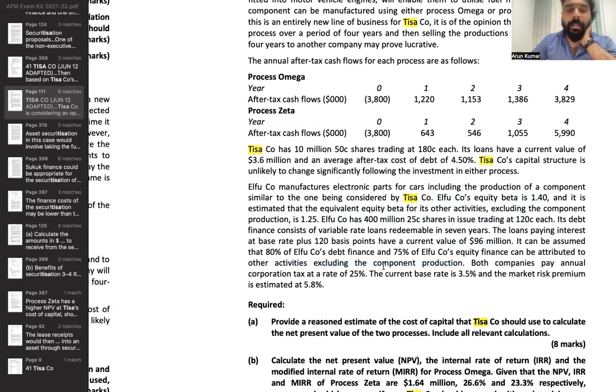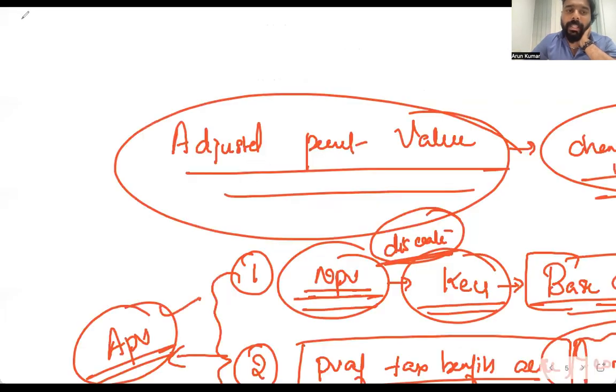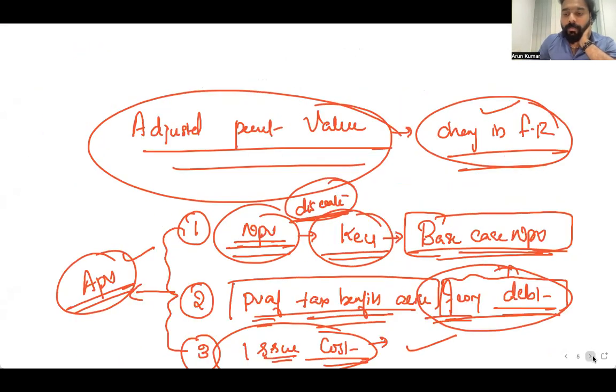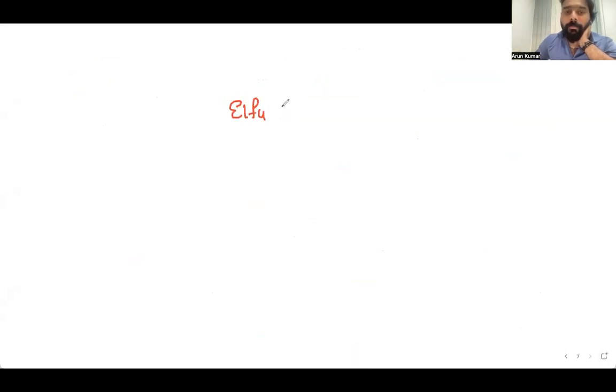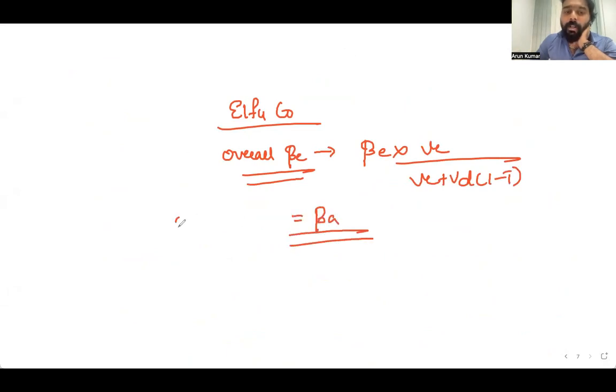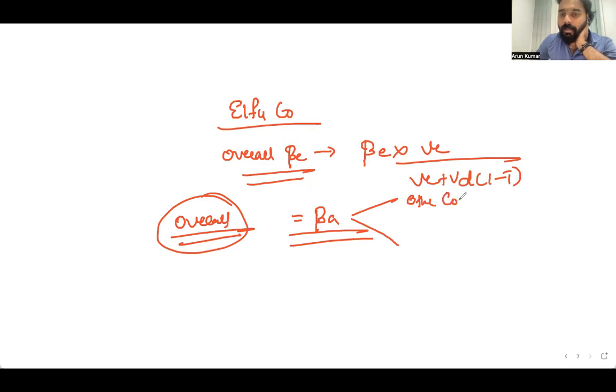So how will you arrive at that business risk calculation? We need beta A anyway, right? We need the beta A, or business risk, of the component that we are actually planning to invest in. So what should be the strategy in this scenario? They have given ELFU's overall beta E. By using the equation, beta E into value of equity divided by value of equity plus debt into 1 minus T, you will get a beta A, but that beta A will be the overall beta A of the company, which includes both the business risk of other components and the component that we are planning to invest in.